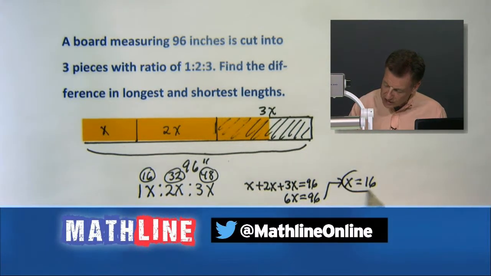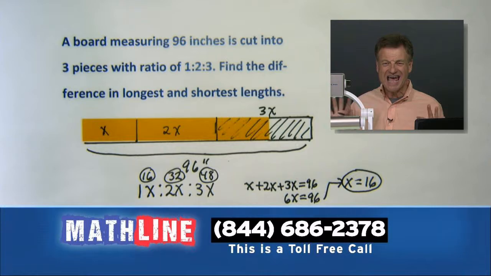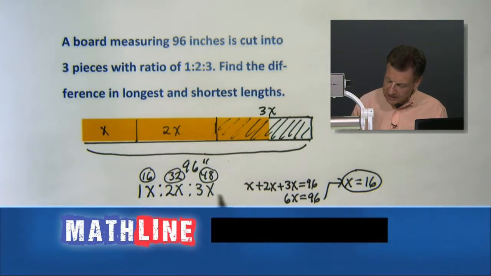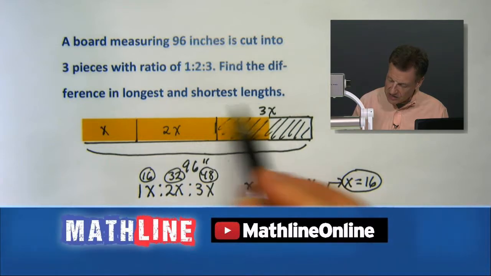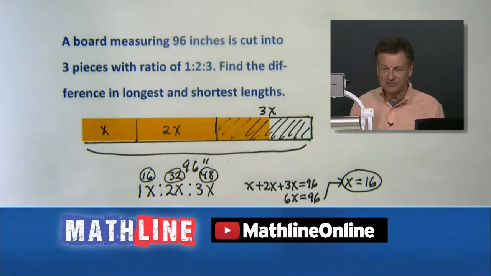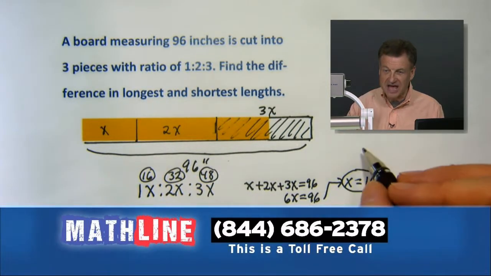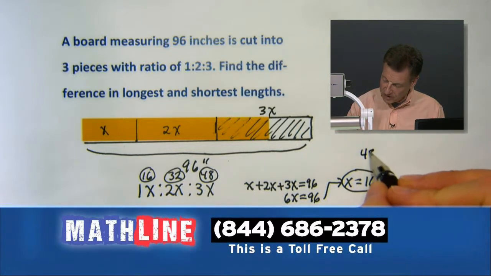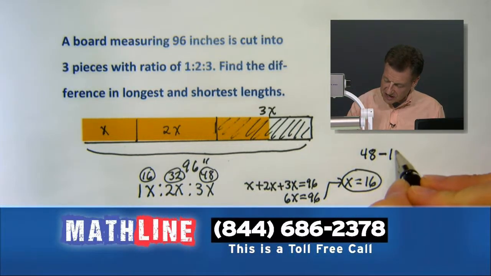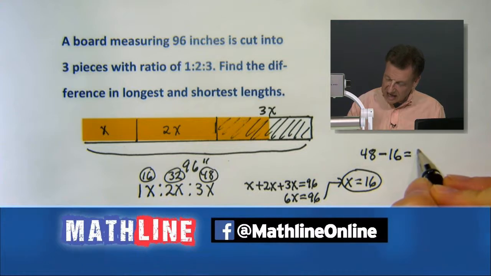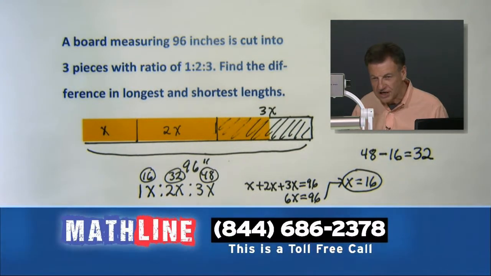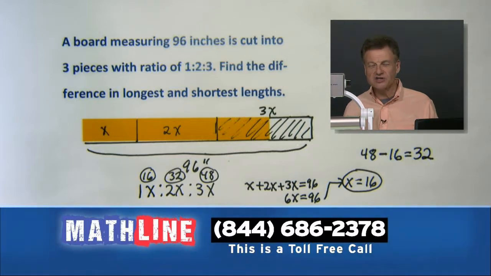And the question, has it been answered? Not yet. We're getting real close to it. So we're going to pick up the difference between the longest and shortest lengths. So here we go. Over here to the side, I've got room right here. We'll take 48, subtract our 16, and how about it? I'm seeing 32.